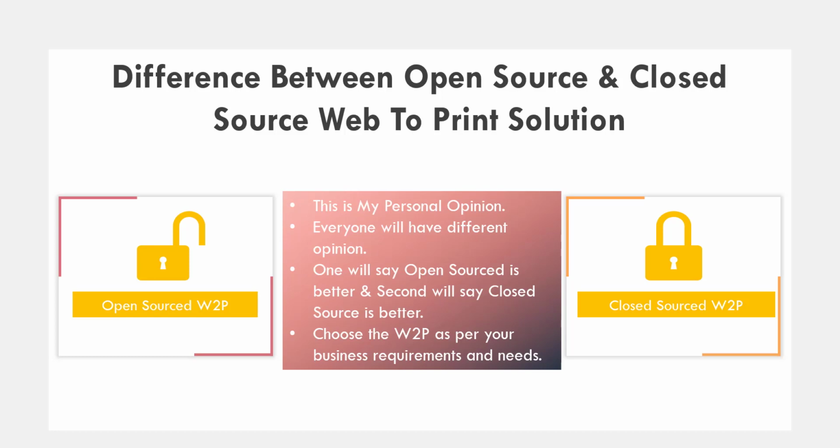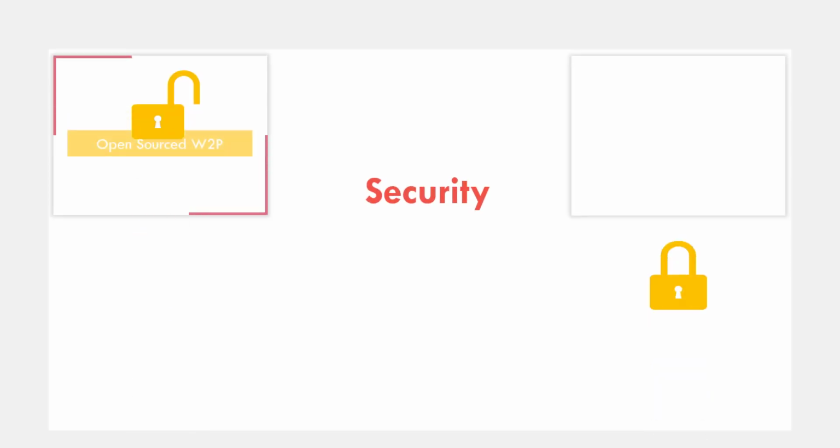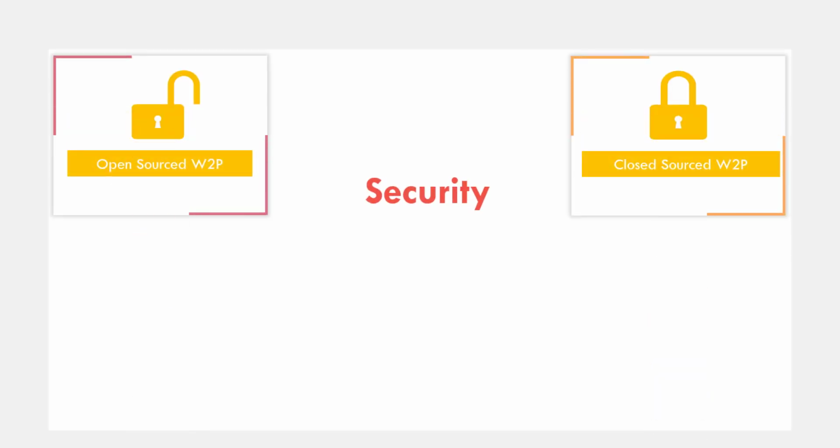Now let us go through the major differences. The first one is security. The open source web-to-print solution is a little bit vulnerable in security, because the source code of major functionalities is open, everyone can access it. So that's why it is a little bit vulnerable.